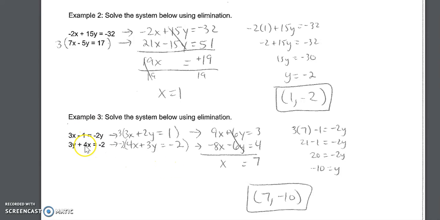Take it, plug it in. Again, you can plug it into the first or second of the originals. You can plug it into these equations that are rearranged. You can plug it into those equations that are multiplied. Any of those 6 equations, you can take that 7 and plug it in. We plugged it into the original. So 3 times 7 minus 1 equals -2y. So 21 minus 1, so 20. And then divide by your -2, so -10. So (7, -10). And that gets you that solution.